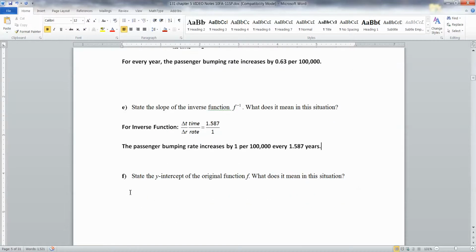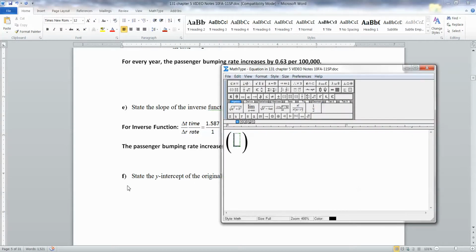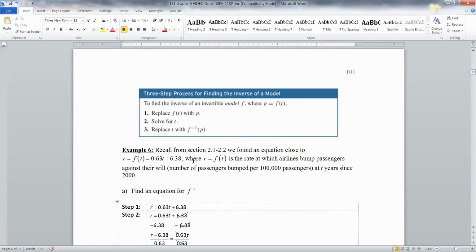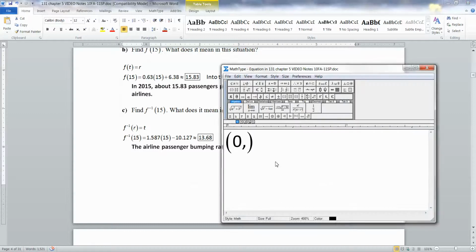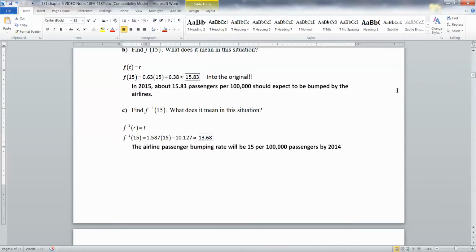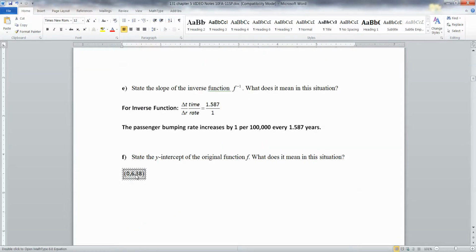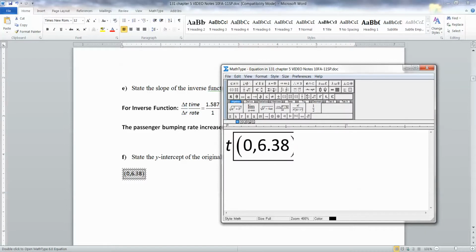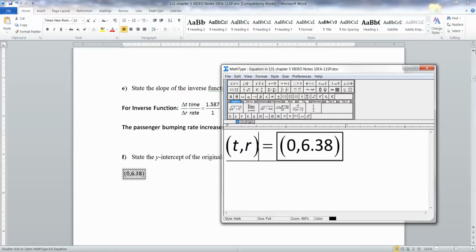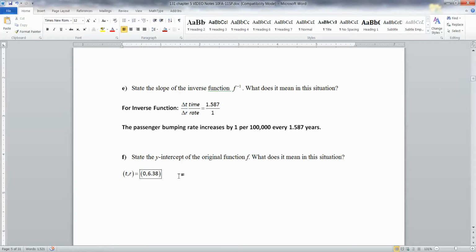All right, now what about the y-intercept of the original function? Well, the y-intercept of the original function is (0, 6.38). It's right there at the start. Now, what does it mean? Well, that's a different story. Remember, time was your independent variable and rate was your dependent variable for the original function. So that helps you interpret it.